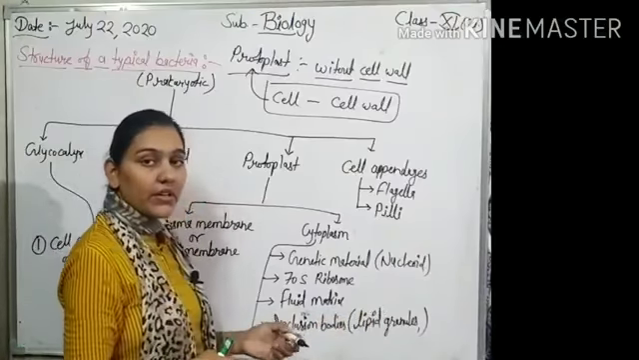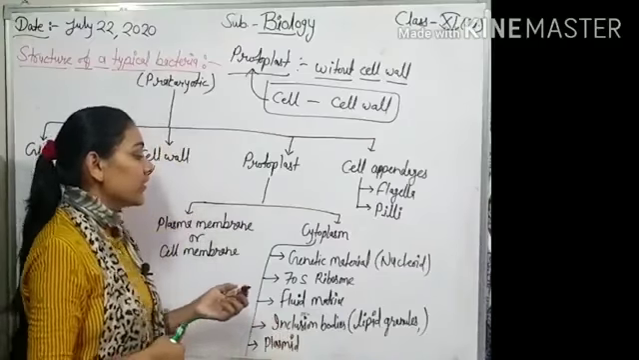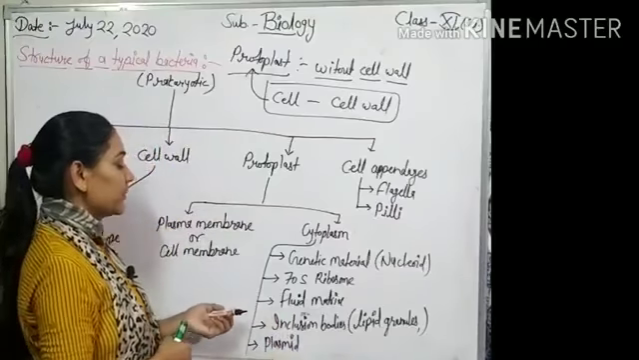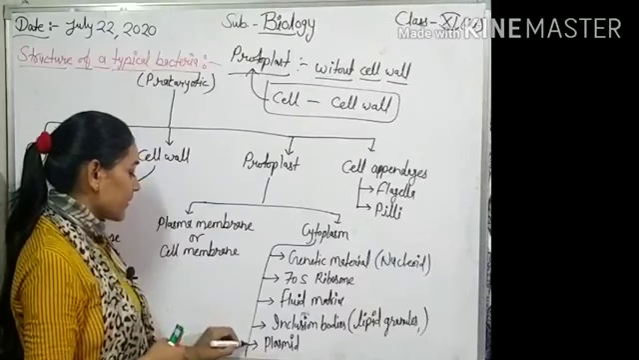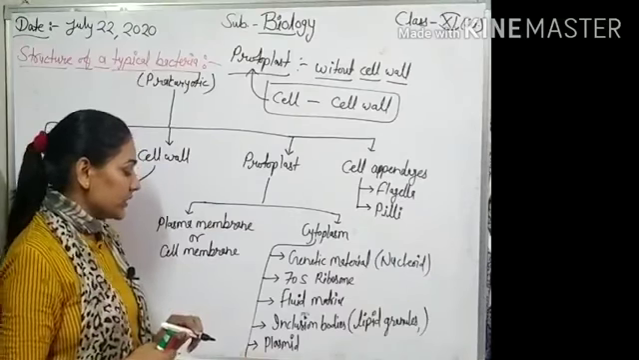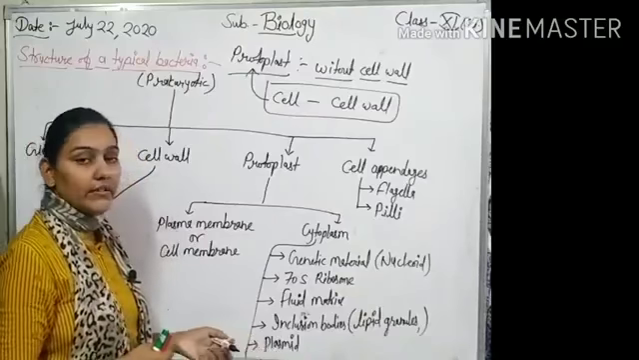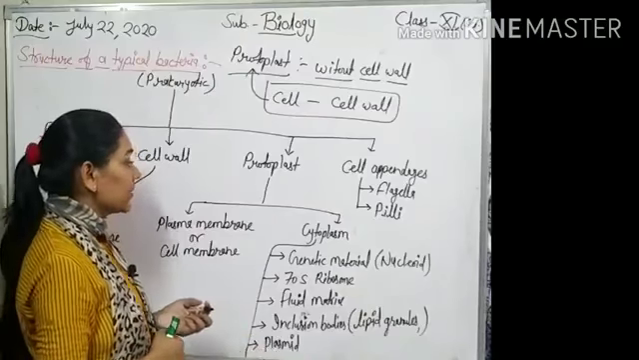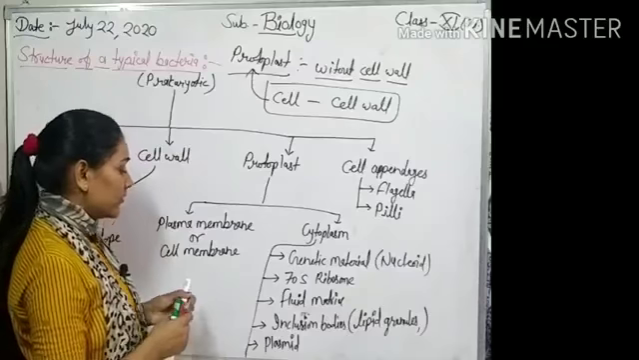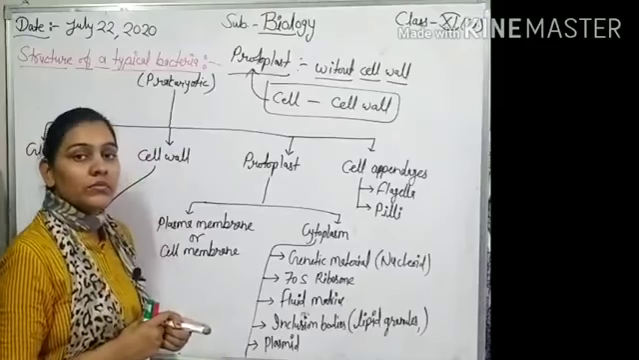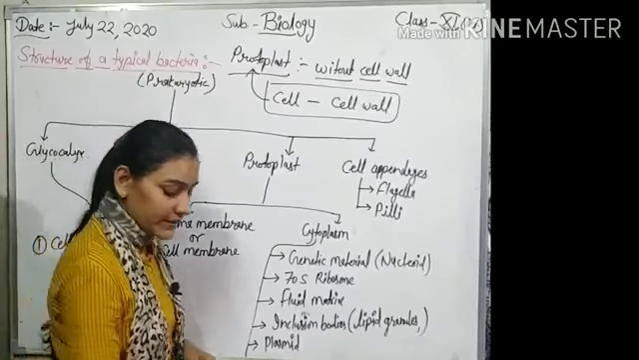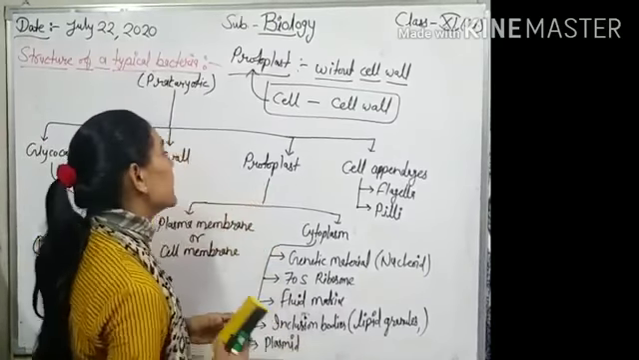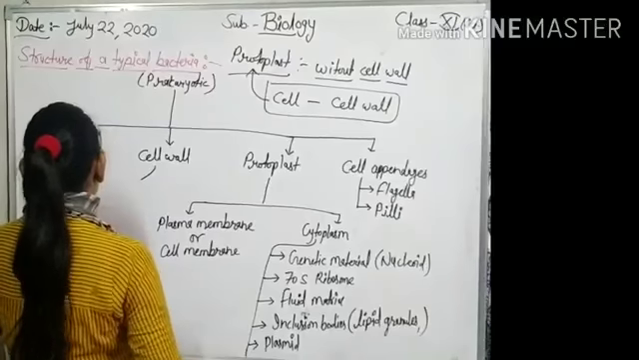Plasmid is the extra chromosomal circular DNA of a bacterial cell which helps in biotechnology because it has a self-replicating property. Self-replication means making copies of itself. Let's see the diagram of bacteria.